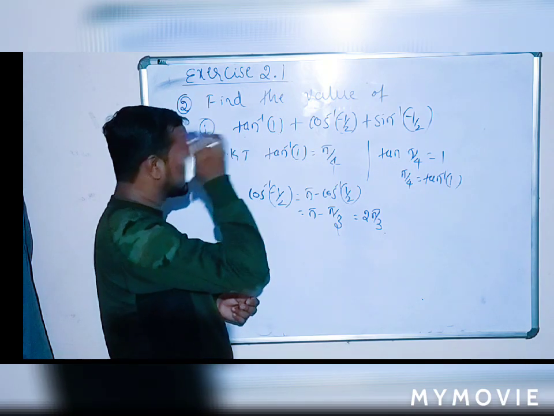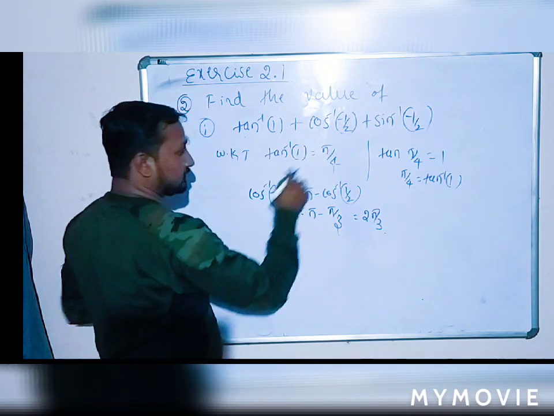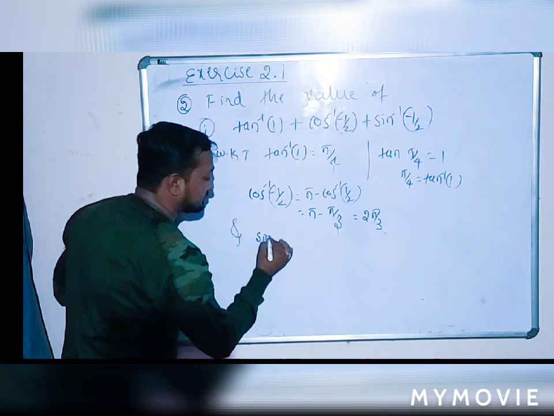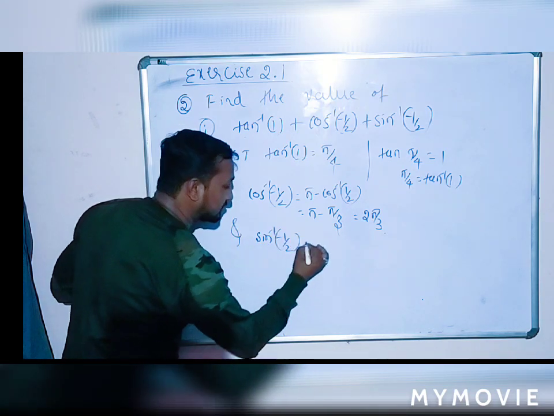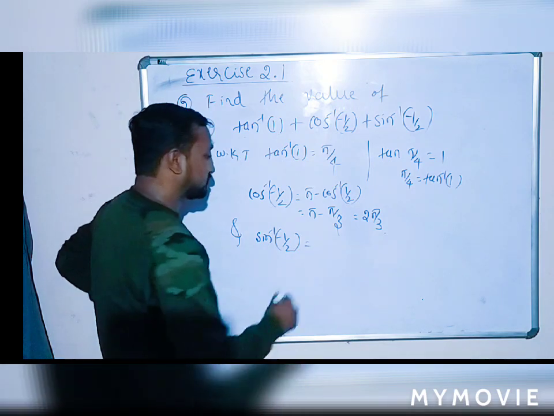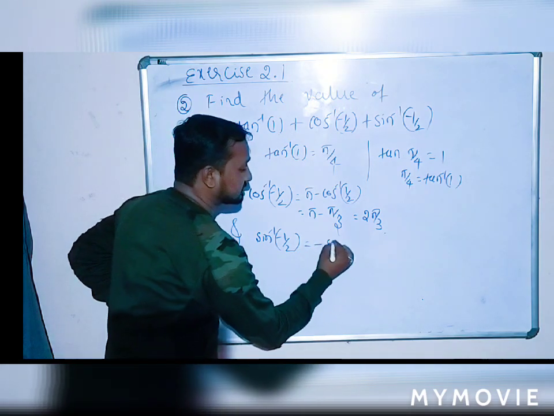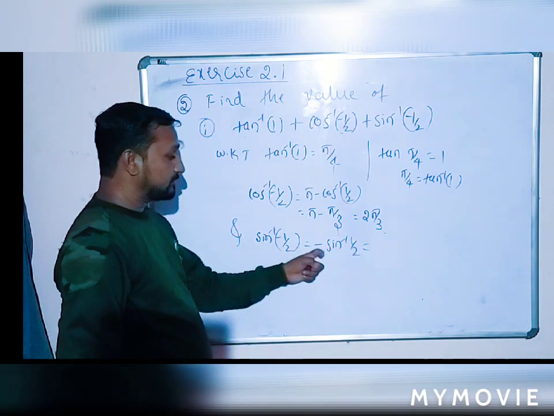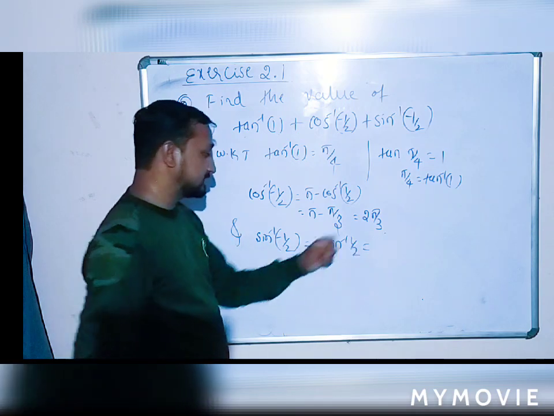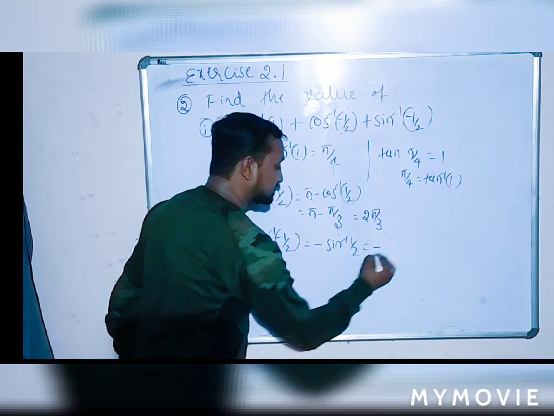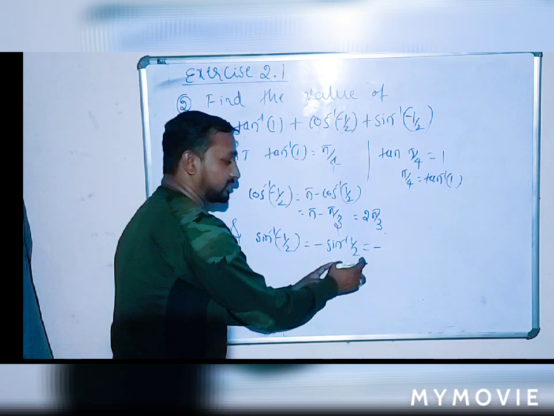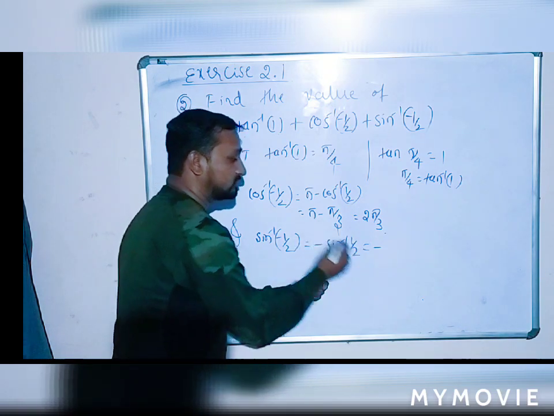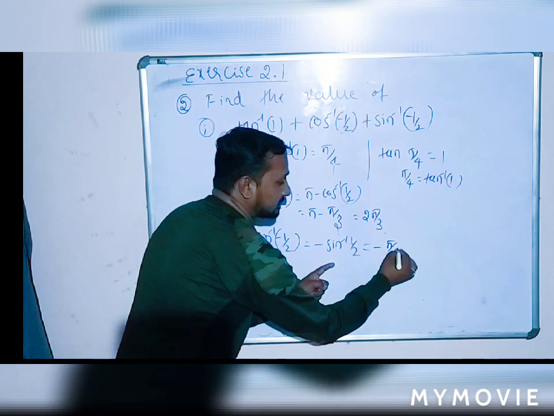2 pi by 3. Next, again sin inverse of minus 1 by 2. And lastly, sin inverse of minus 1 by 2 is equal to minus sin inverse of 1 by 2. Sin inverse of minus x equals minus sin inverse of x. That is equal to minus the value of sin inverse of 1 by 2, which is nothing but, in which angle is the value of sin 1 by 2? Pi divided by 6.